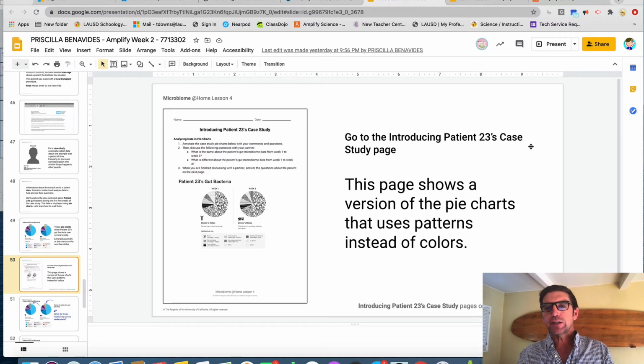Go to the Introducing Patient 23 Case Studies page. This page shows a version of the pie charts that uses patterns. Now, this is if we were in class with a workbook, but we don't use workbooks even in class, so we'd never use it. But it just shows you that without colors, you can still use patterns to show the same thing. It's the same patterns as the colors, it's just without colors. Since we have the colors right here, you can just go back. It says annotate, meaning take notes. I will explain how to do that in just a second.